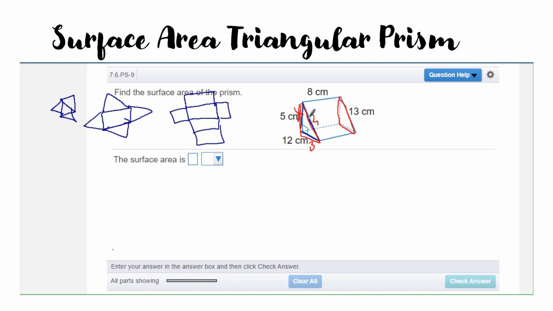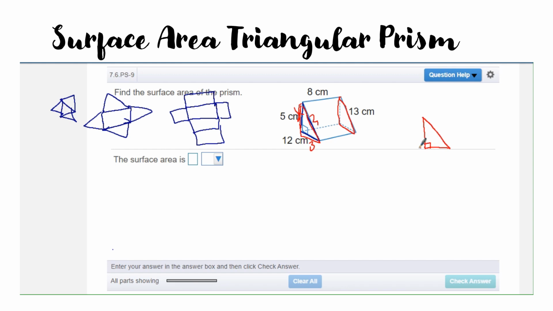So with that being said, let's go ahead and do this. So I'm going to start by drawing a net. So I'm going to draw my base. So my base is a right triangle. So I'm going to start with my right triangle. So I have this right here. I'm going to put my right angle right here.